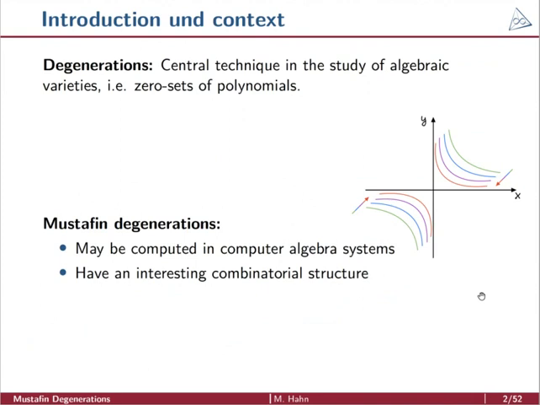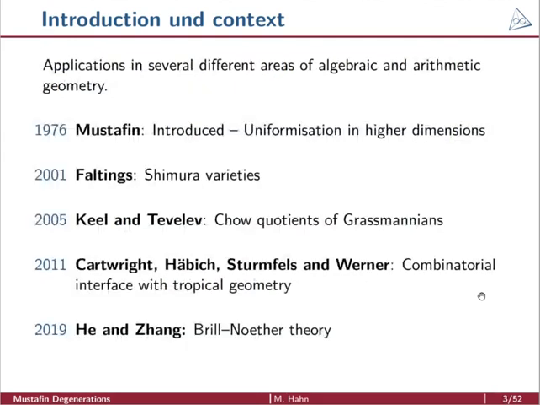They are distinguished by two special properties. The first property is that they may be computed in computer algebra systems. So you can actually choose global coordinates on these Mustafin degenerations and teach the computer how to compute them. The second interesting feature is that they have a very nice and very rich combinatorial structure, and we will see this later on in this talk. Due to these two features, they have applications in several different areas of algebraic and arithmetic geometry.